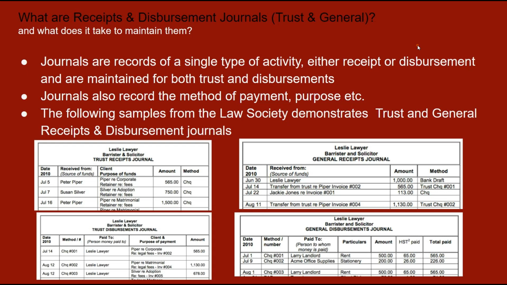Now we move on to the general account. And there are two journal documents for the general account as well. Similar to the trust, you have the general receipt journal, general disbursements. Now in the general receipts journal, as you can clearly see in this template, we're focused on the date. Who did this come from? The amount and the method.